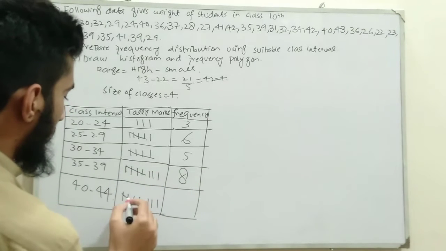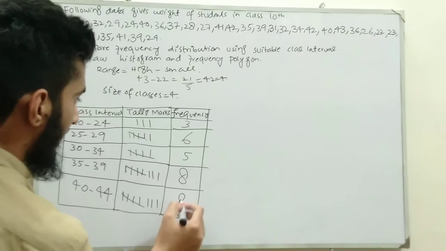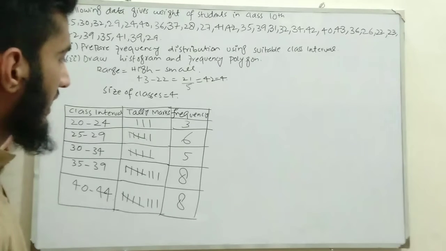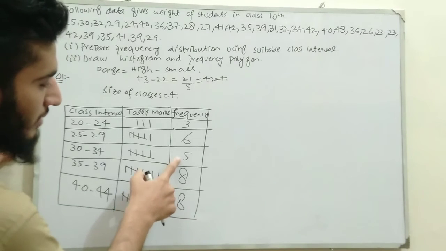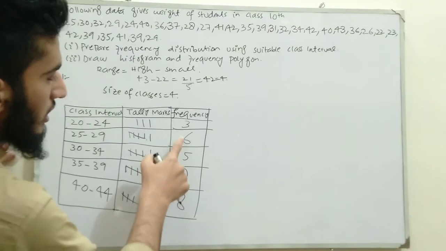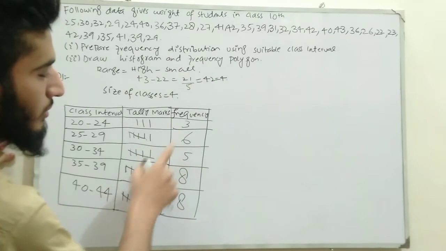We will write 8. 1, 2, 3, 4, 5, 6, 7, 8. We will write 8. Now we are going to count them. So 8 plus 8 gives us 16. 16 plus 5 gives us 21. 21 plus 3 gives us 24, and 24 plus 6 gives us 30.